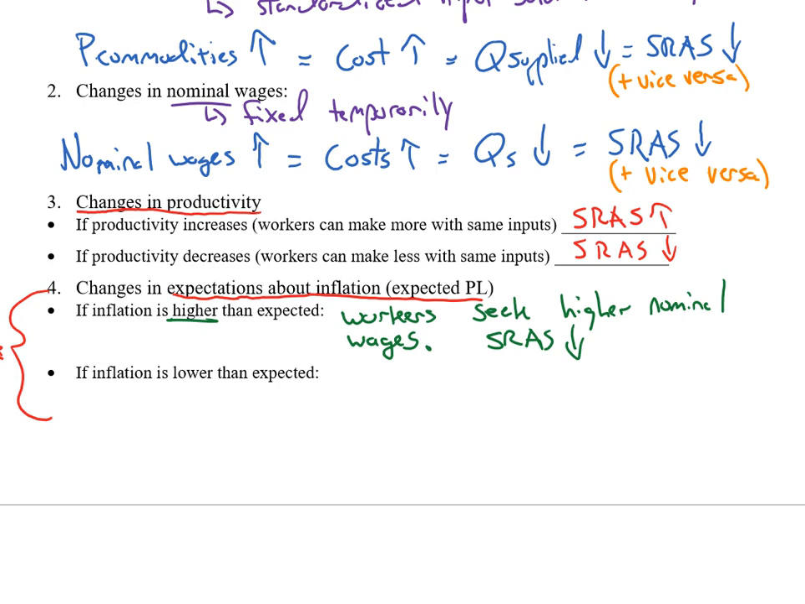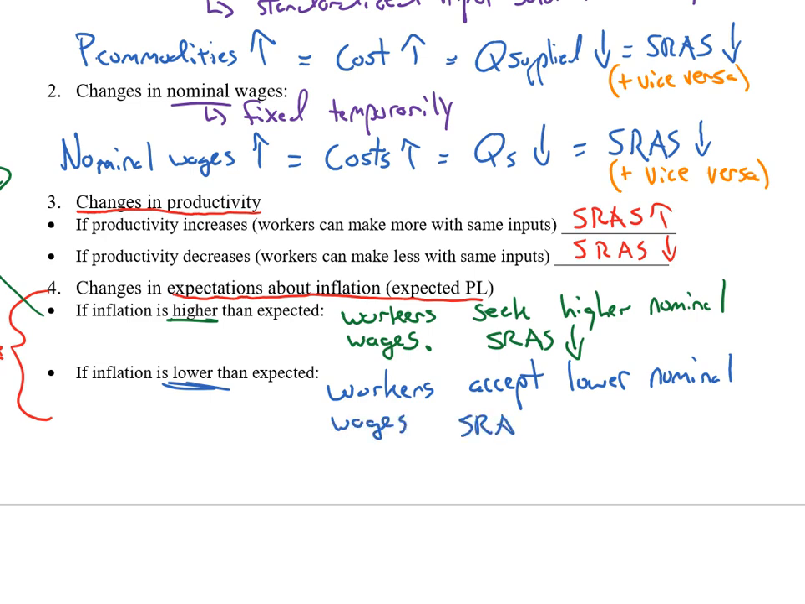And this is very, very similar to this idea back up here in number 2. Nominal wages change, short run aggregate supply will change. If workers notice inflation is lower than they expected, this is what they'll do. They will accept lower nominal wages. And that will lead to the short run aggregate supply curve increasing. And so this will be very, very important to see how the economy can self-adjust in the long run, which we'll discuss later on in Unit 3.